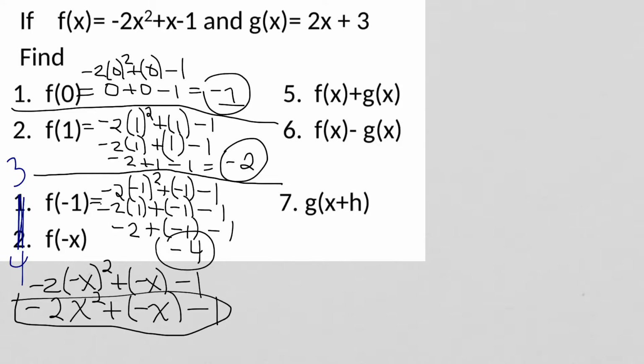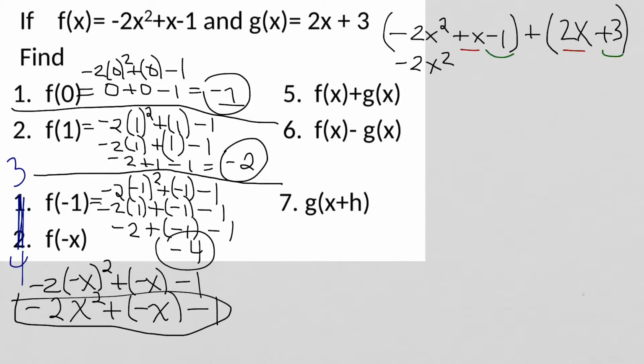All right, for 5 and 6, I'm taking two functions and I'm adding and subtracting them. So this is your basic algebra stuff from Algebra 1 and Algebra 2. I'm adding f of x plus g of x. All right, I have to combine my like terms. There is no like term for the -2x squared, so it comes down. I've got positive x plus 2x, so that's positive 3x's. Then I have a -1 plus 3, that's positive 2. Here's my final answer for 5.